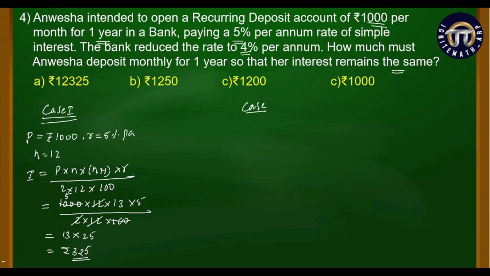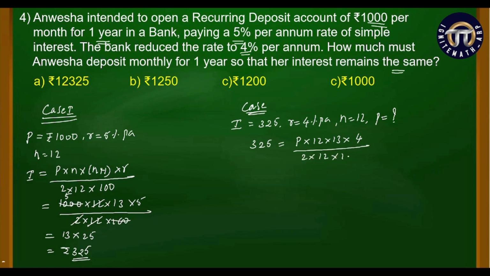In case 2, I know the interest because she wants to earn the same interest, but the rate of interest is 4% per annum. Time is 12 itself. So what is the principal she has to deposit is the question. Now I can write that interest 325 is equal to P, which is not known to us, 12 into 13 into 4 divided by 2 into 12 into 100. Clear, children? So this will get cancelled. 2 1s are 2, 2 2s are 4.